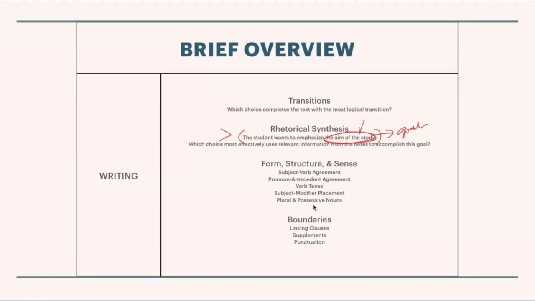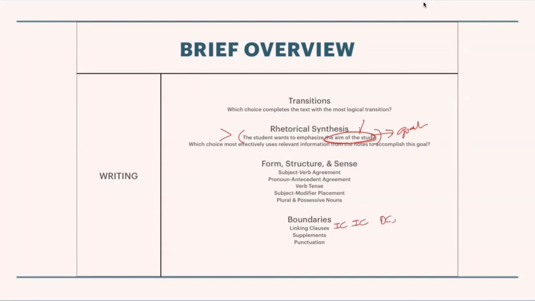And then the last one we have here is boundaries. So boundaries are going to be focusing on the connections between clauses such as punctuation and non-essential. So here we have linking clauses. So this one would usually be like, okay, is it going to be connecting two independent clauses?